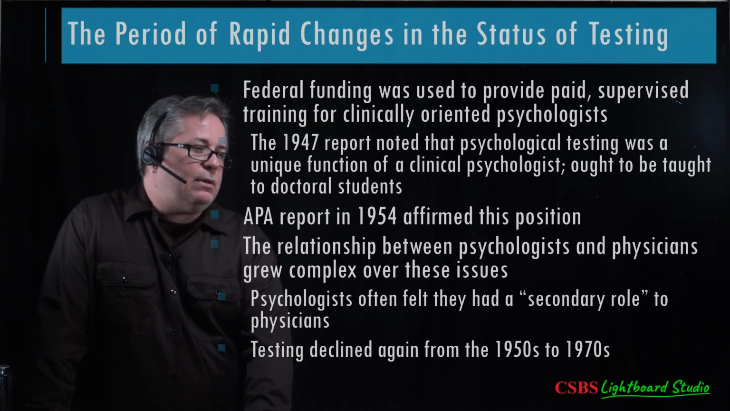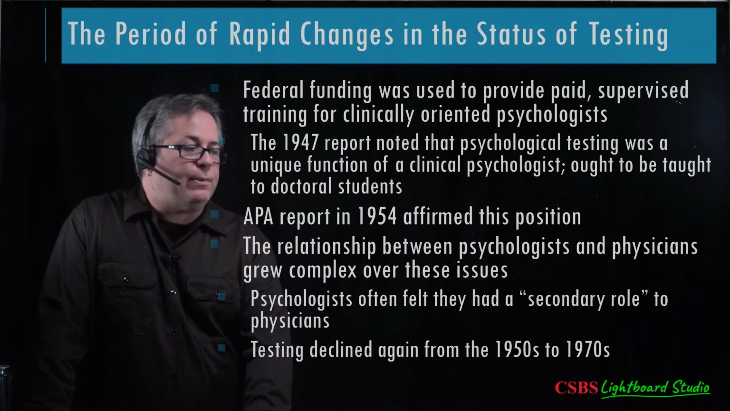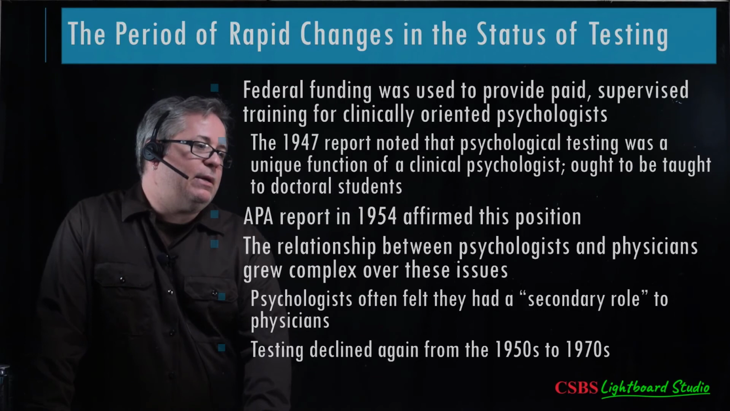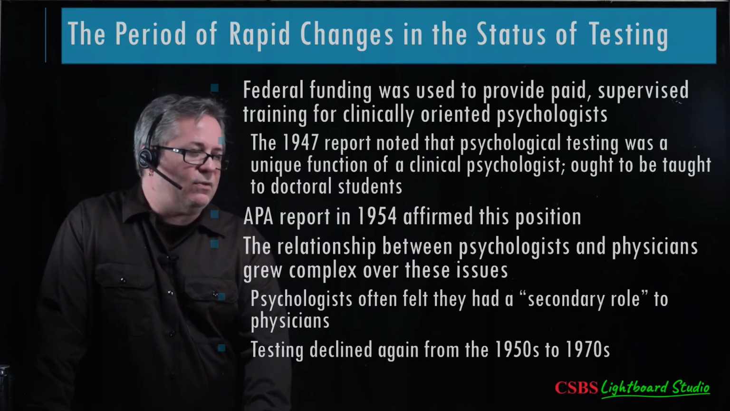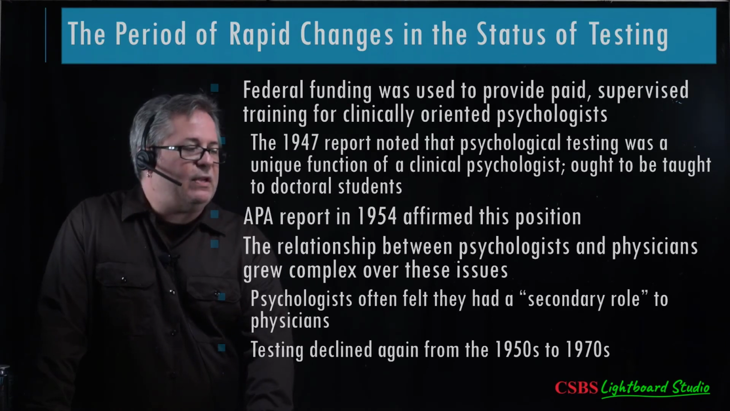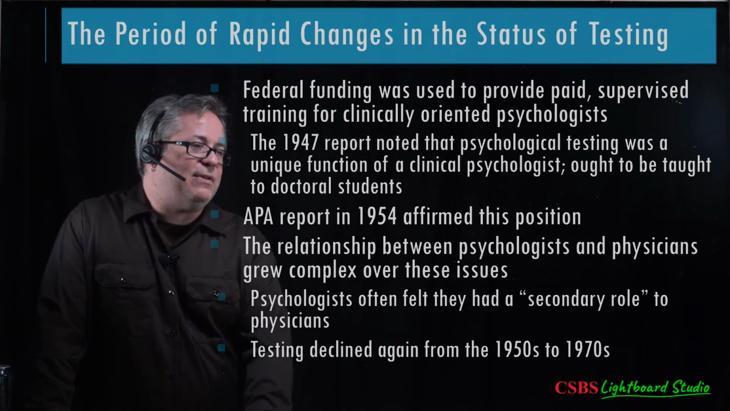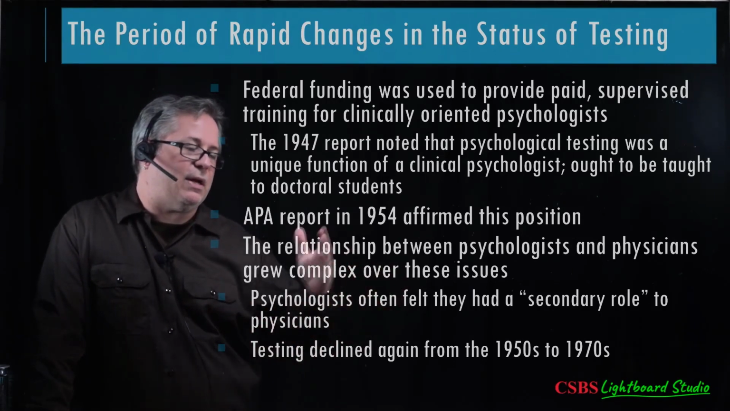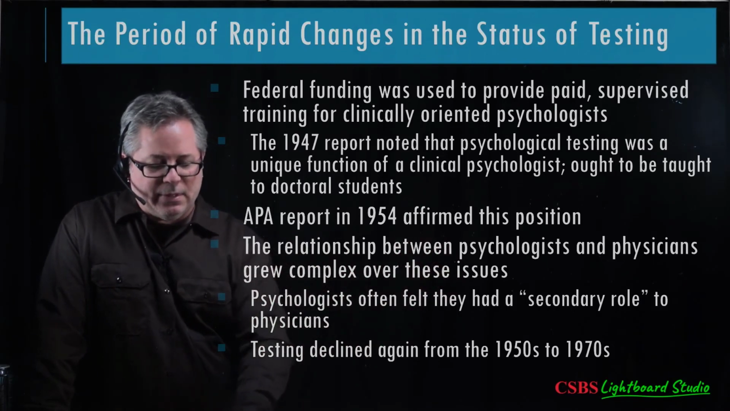Anyway, psychologists felt like they had the secondary role, and there was a lot of pushback. From the 50s to the 70s, testing declined again, at least to the point where we were doing the same kinds of testing in the 70s as we were in the 50s. There wasn't a whole lot of change or growth. We just got to a point and stuck with it for a long time.